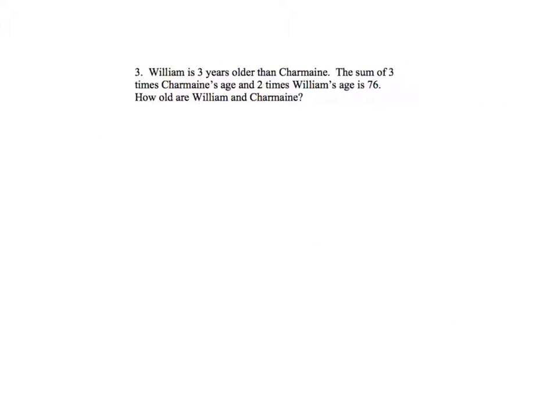So this problem reads, William is 3 years older than Charmaine. Again, William's age is one of my totals. And then the second sentence says, the sum of 3 times Charmaine's age and 2 times William's age is 76. How old are William and Charmaine?